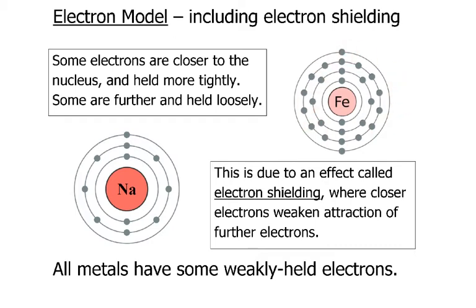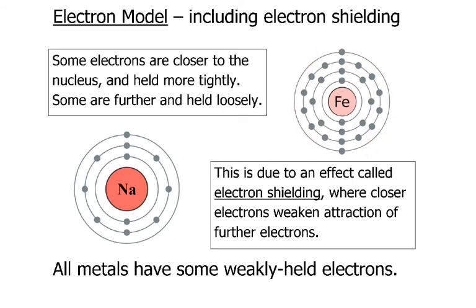So there's a fair number of electrons in iron, and not quite as many in sodium. So anyway, some electrons are closer to the nucleus, and those electrons that are closer to the nucleus are held more tightly. The ones that are further away are held a bit more loosely. So higher energy levels are held a little bit looser than the lower energy levels. Now the effect that causes this to happen is called electron shielding. The closer electrons kind of get in the way of the electrons that are further away. So all of these electrons that are close by are kind of zipping around the nucleus, and they form this little cloud of electrons.